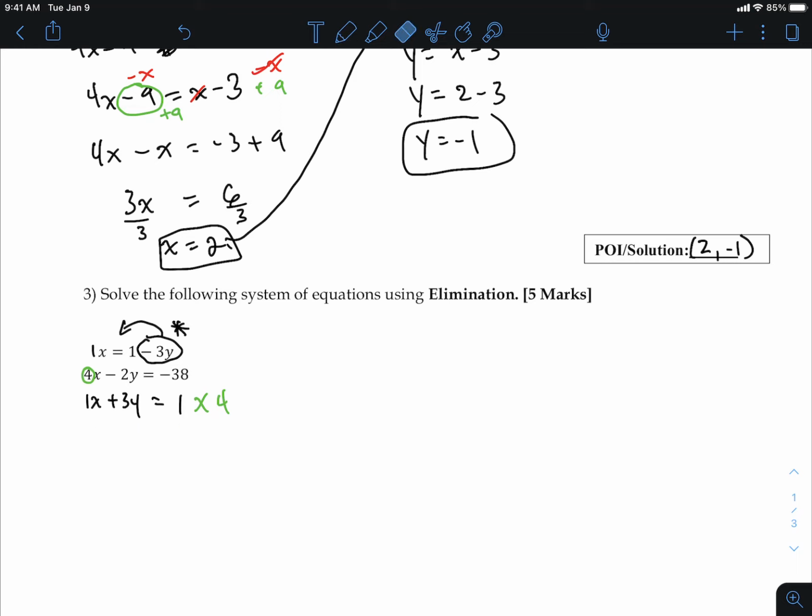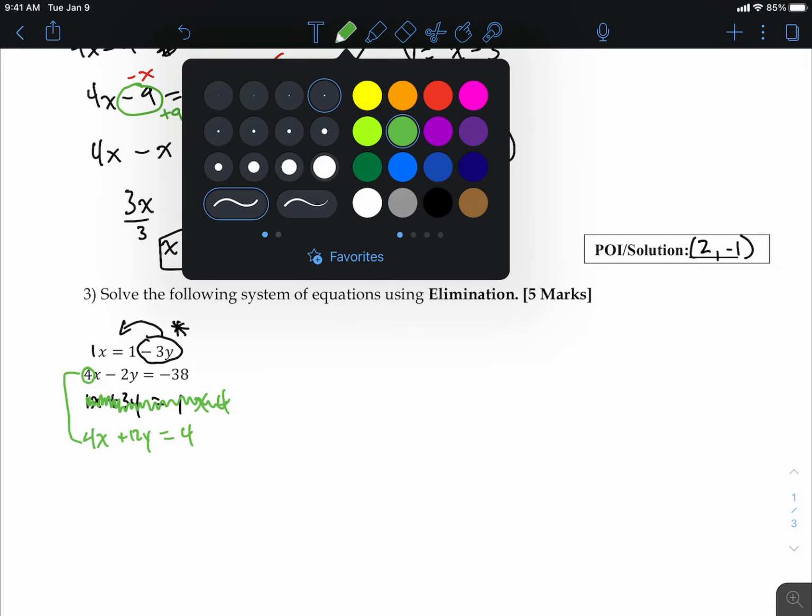I'm going to take my equation. I'm going to multiply everything by 4. Okay. So I'm going to get 4x plus 12y is equal to, does anybody have what negative 38, oh sorry, never mind. It's times 4 there. Okay, are we good? Now remember, I'm not really looking at this equation anymore. I'm looking at these two. Okay, so I'll rewrite it underneath.